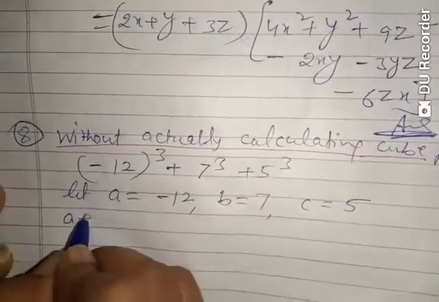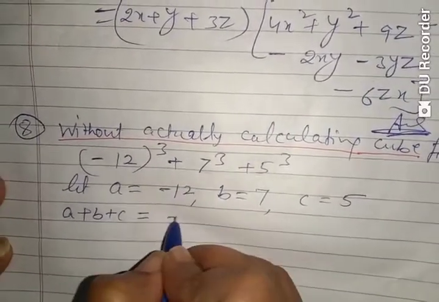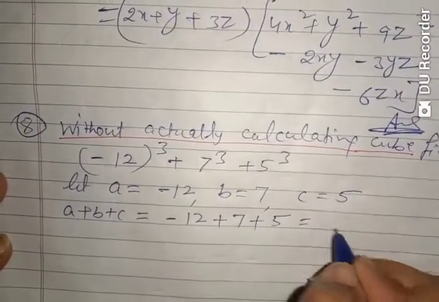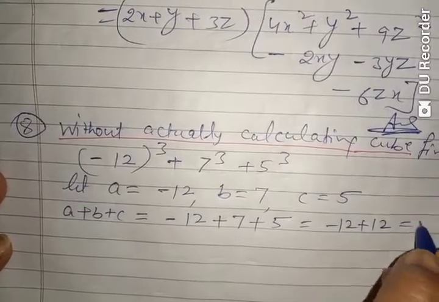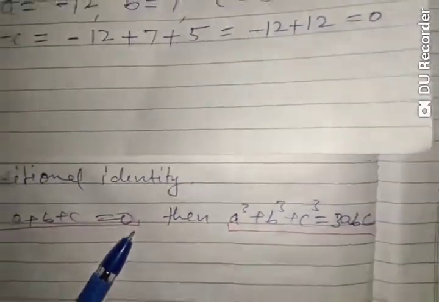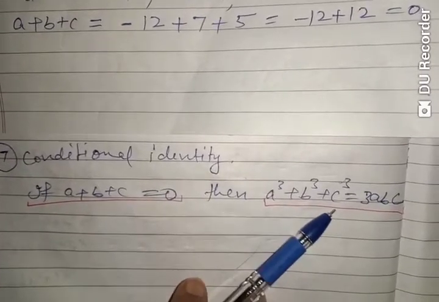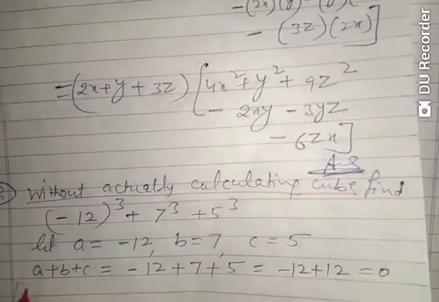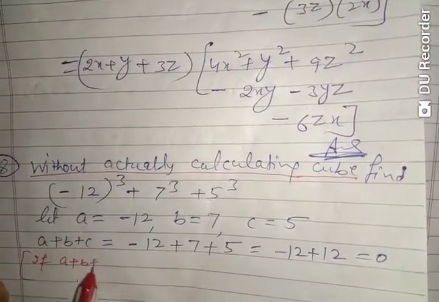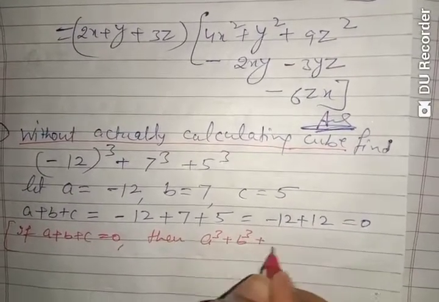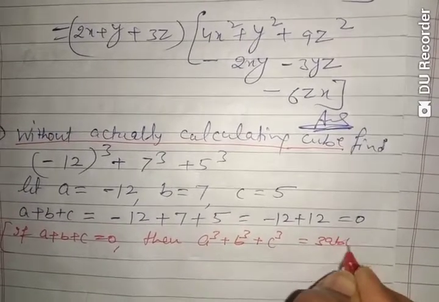Now we'll check. a plus b plus c is what? a is minus 12 plus b is 7 plus c is 5, which is equal to minus 12 plus 12, which is equal to 0. It means we can apply this identity which says if a plus b plus c is 0, then a cube plus b cube plus c cube is 3abc. So we can write this identity here: if a plus b plus c is 0, then a cube plus b cube plus c cube is equal to 3abc.